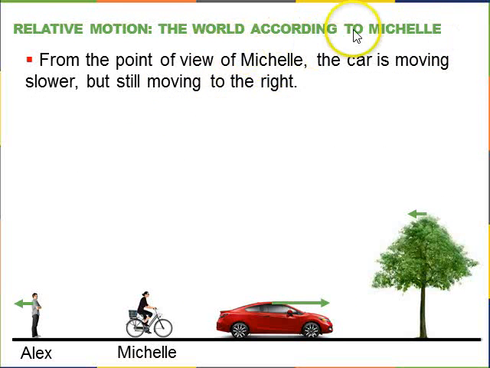If we look at the world according to Michelle, Michelle is at rest in her own reference frame, in her world. And if she's catching up to the car, but the car is going faster than her, the car is moving to the right, plus, but slower by her speed of 5 meters per second. So 20 minus 5 is 15. That's the velocity of the car relative to Michelle.